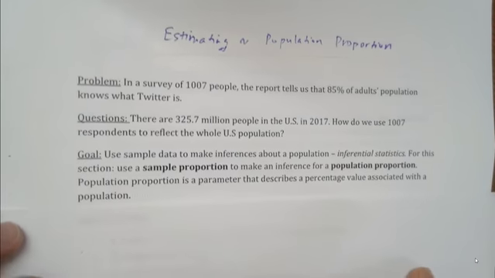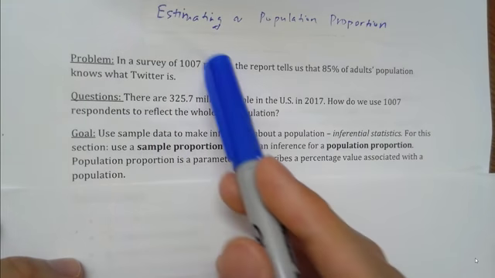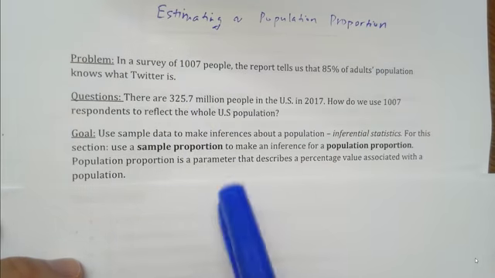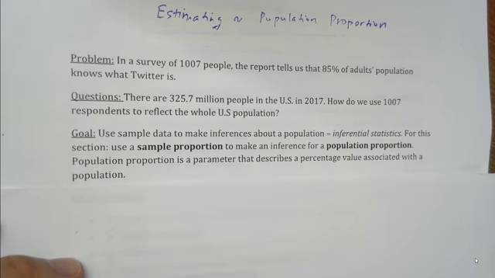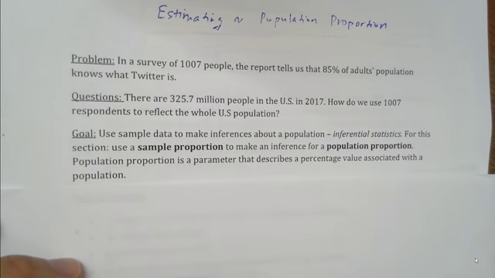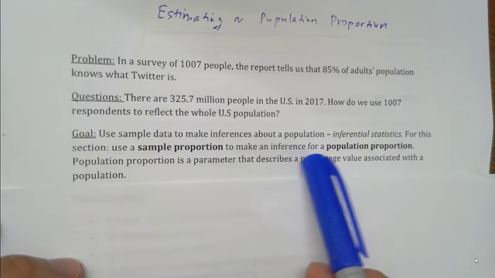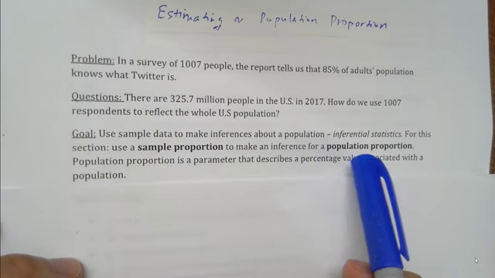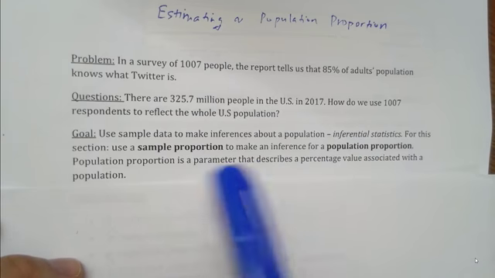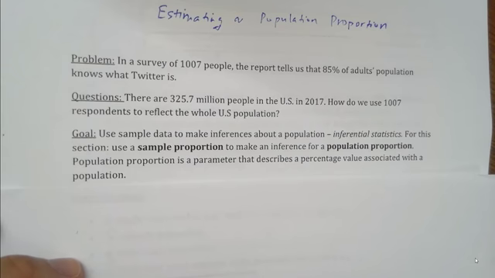So the goal in this section is to use the sample data, which is only 1,007 people, to make inferences about a big population, or we call that inferential statistics. For this section, we focus on the use of the sample proportion to make an inference for a population proportion. The population proportion is just a parameter that describes a percentage value associated with a population.